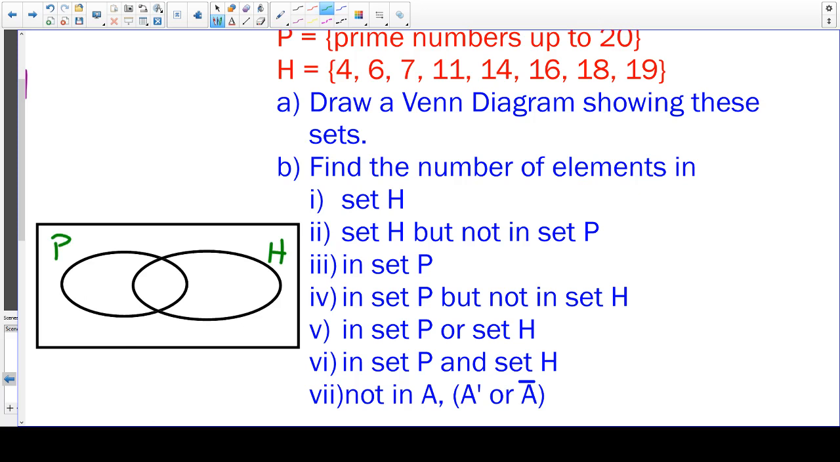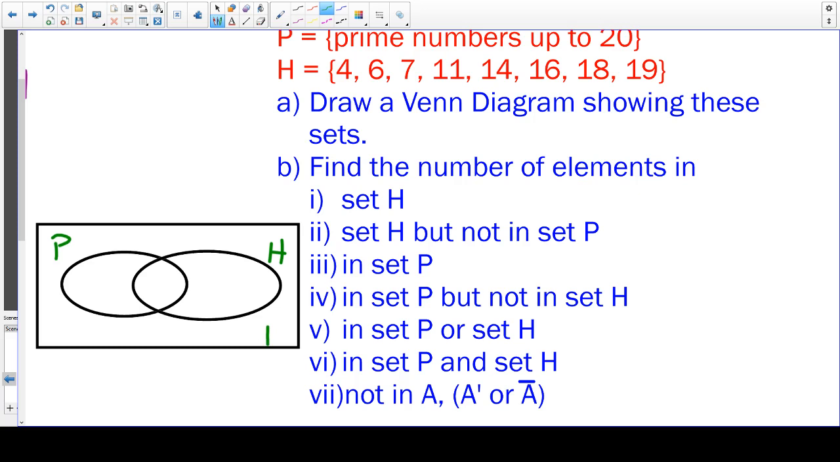Now we should go ahead and place the numbers in the appropriate spot. So basically what I would do is go through each of the numbers. Okay? 1. Is it prime? Nope. Is it an H? Nope. So 1's floating out here. There's 1.